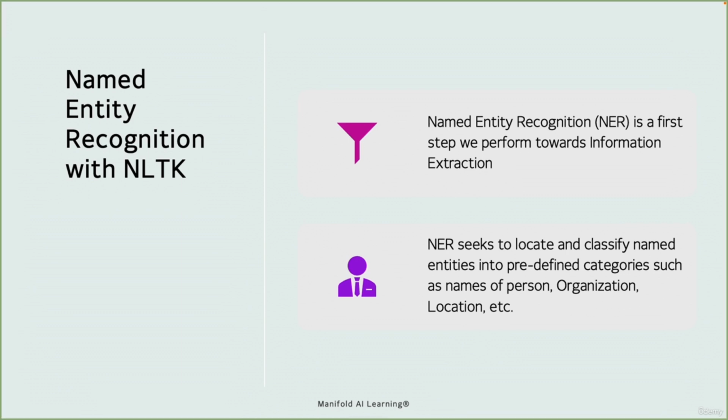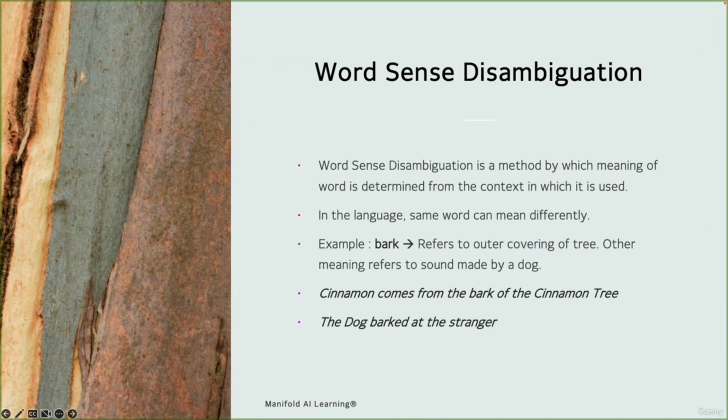Okay, now moving on. The other challenge that we have whenever we are working with natural language, that is, human language, is that one word can have multiple meanings depending on its usage. Understanding the various usage patterns in the language is very important for various natural language processing applications. Here, word sense disambiguation is a method by which the meaning of a word is determined from the context in which it is being used.